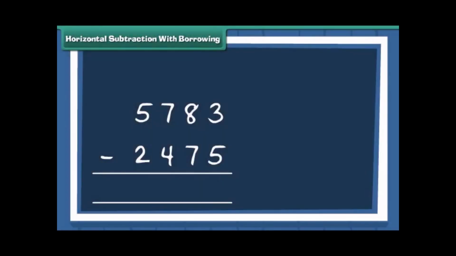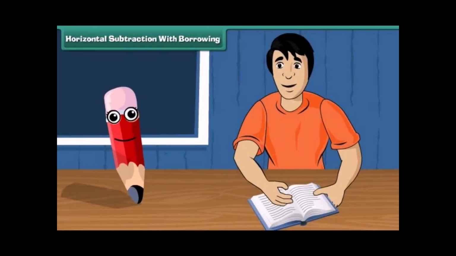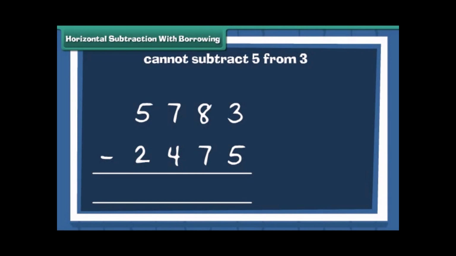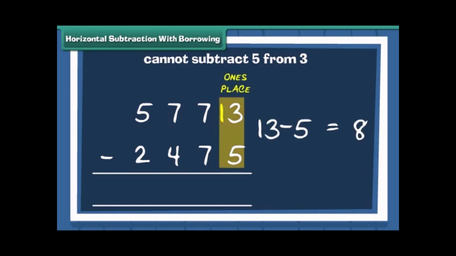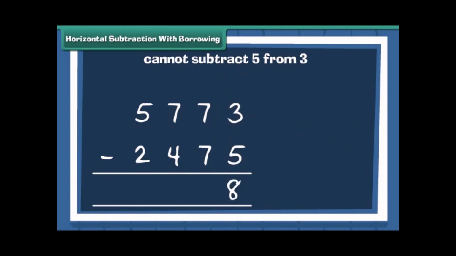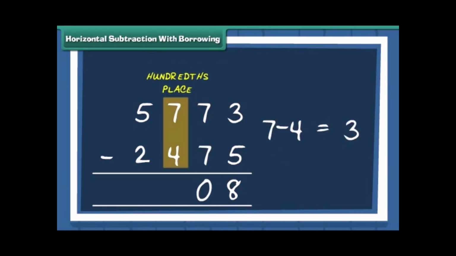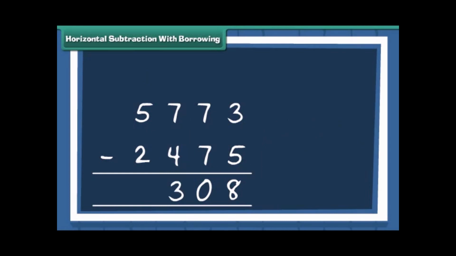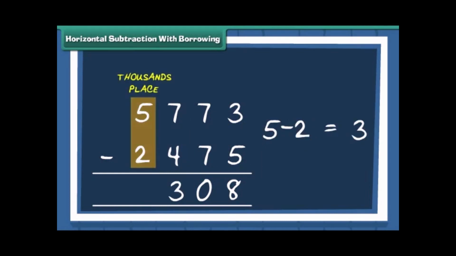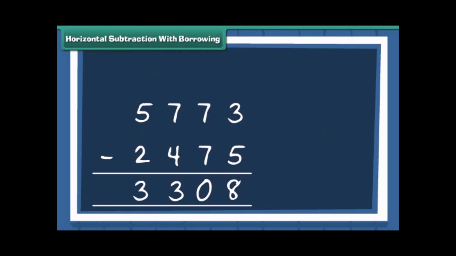Mac, how will we solve this question? It's simple. We start subtraction of numbers at tens place. Note that you cannot subtract 5 from 3. So you will borrow 10 from 8 to make 13, and 13 minus 5 is equal to 8. Subtract the tens to get 0. At hundreds place, 7 minus 4 is 3. Finally, subtract the thousands to get 3. Was it not easy?